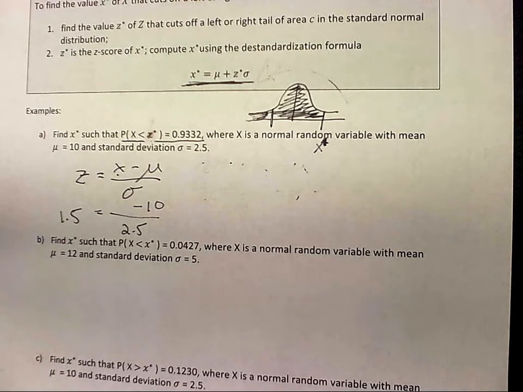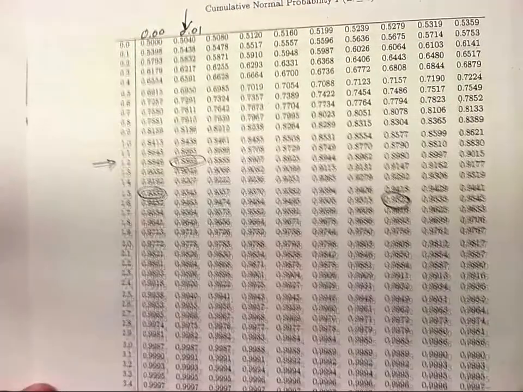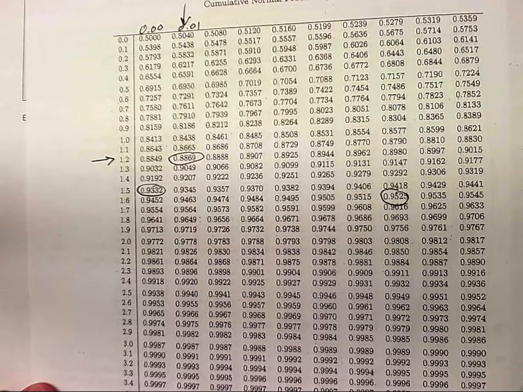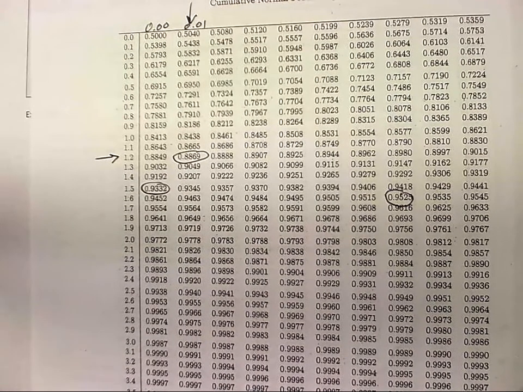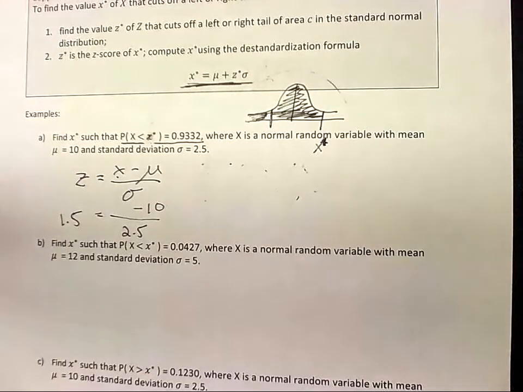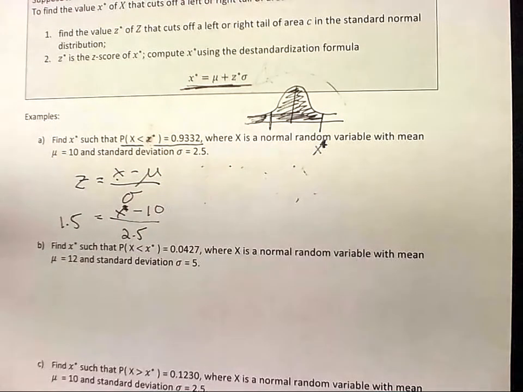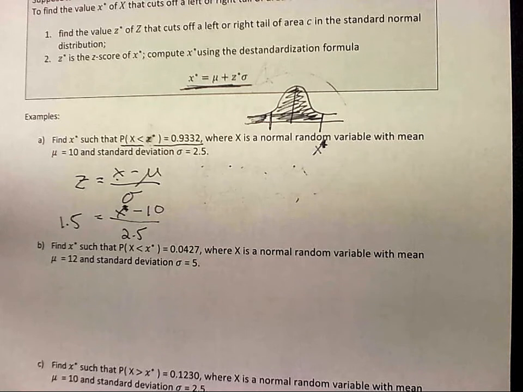Right? And just to make sure that everybody's cool with this, 0.9332, that's a percentage. It's not a Z value. I know I'm repeating myself, but this always comes up later on. So 0.9332 is a percentage. It's not a Z value. We use that to find our Z value, and our Z value is 1.5. Again, we're looking for X, or as the problem calls it here, X star. Potato, potahto.